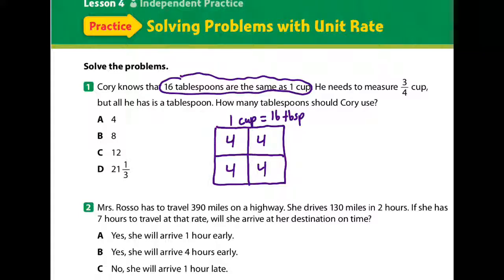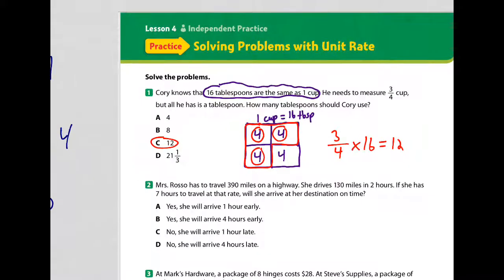So I'm going to switch to red here. It says he needs to measure 3/4 of a cup. So he needs 3 of these 4ths, which would be 4, 8, 12. So the answer is 12 tablespoons. All right, now, just so you know, you could have been like, you know what? I know there's 16 tablespoons in a cup, so if I have 3/4 cup, 3/4 times 16 is 12. You get the same answer with that multiplication problem, but totally up to you, as long as you got your answer. Pause it if you got it wrong and make a correction.